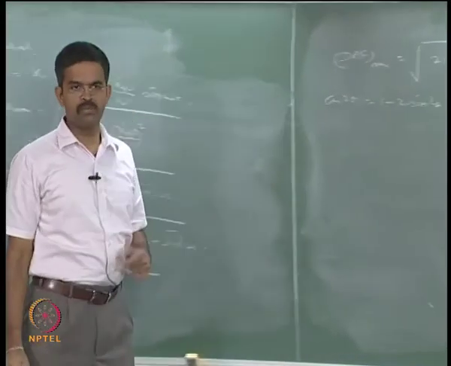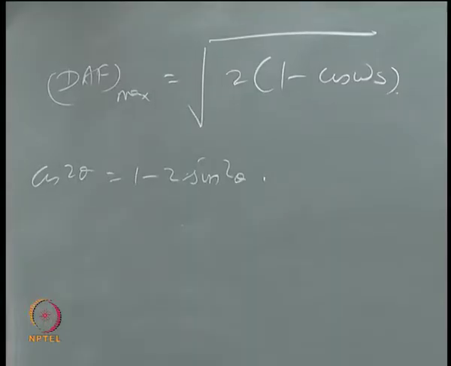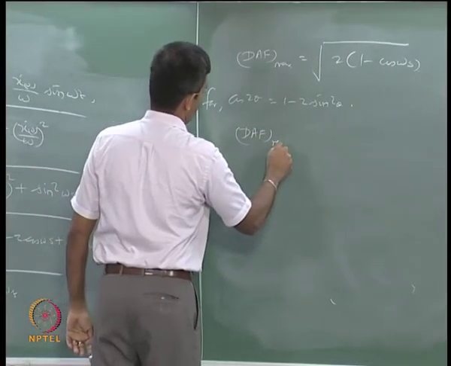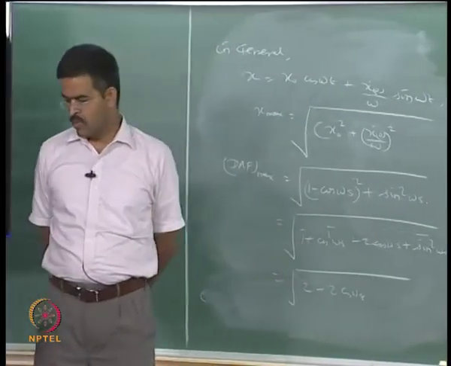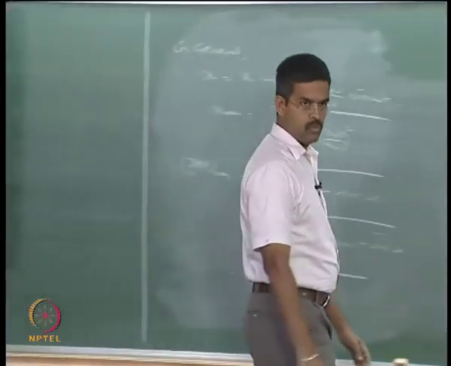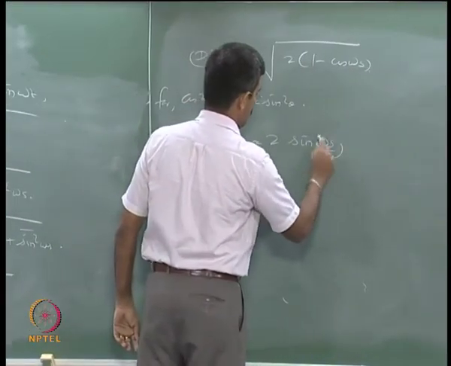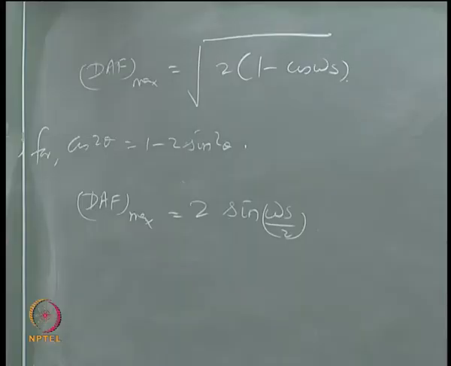So, use this equation, substitute back here and see what the DAF max is. You will see DAF max becomes twice of sin omega s by 2. Is that okay? This is for the second phase.